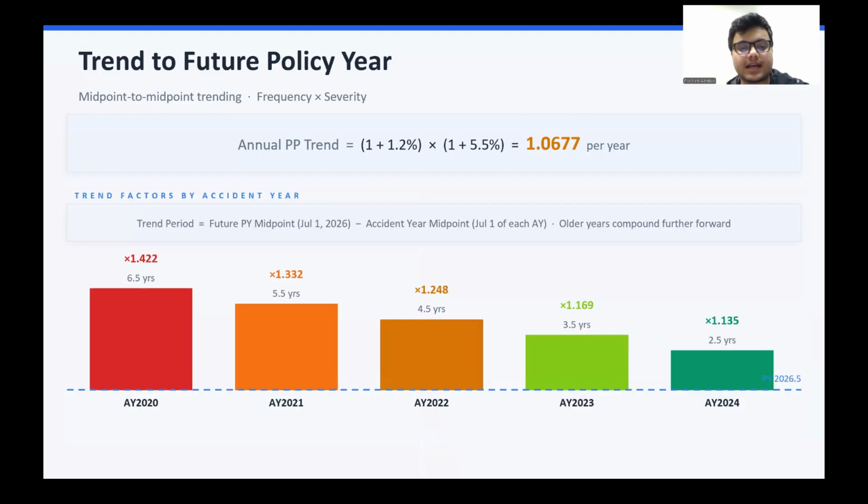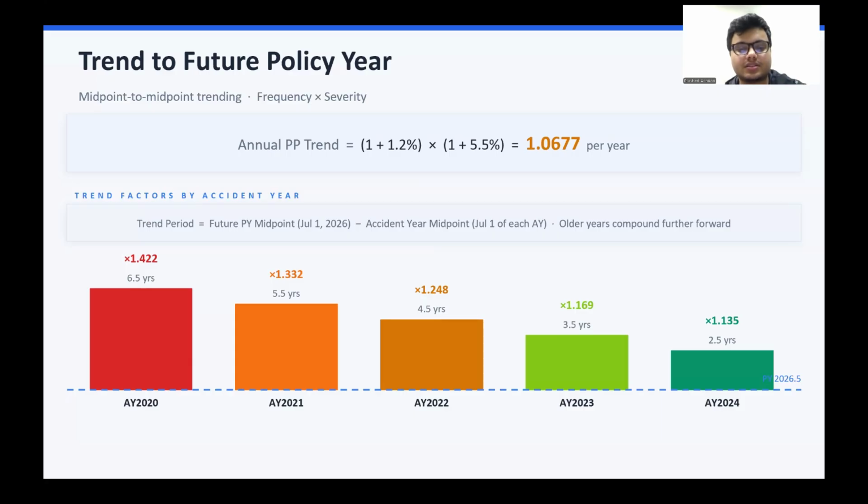Once I have ultimate losses, I trend them to the future policy year midpoint of June 2026. The annual pure premium trend is the product of 1 plus frequency trend and 1 plus severity trend, which is 1.012 times 1.055, which equals 1.0677 per year. Trend periods vary by accident year.